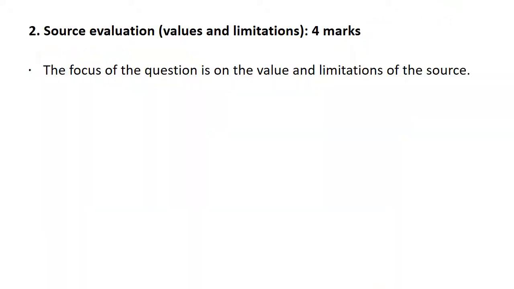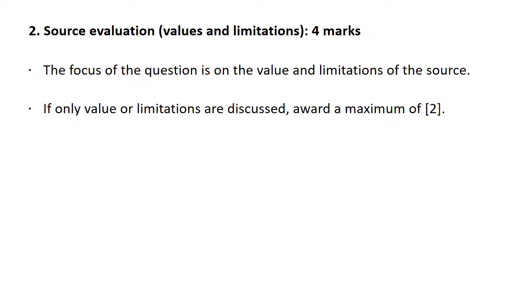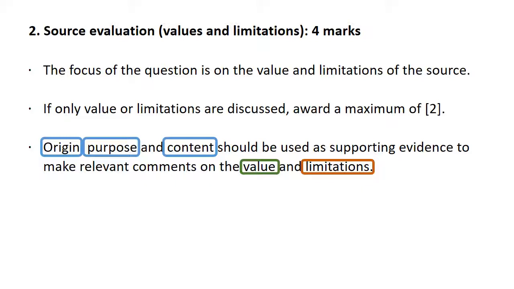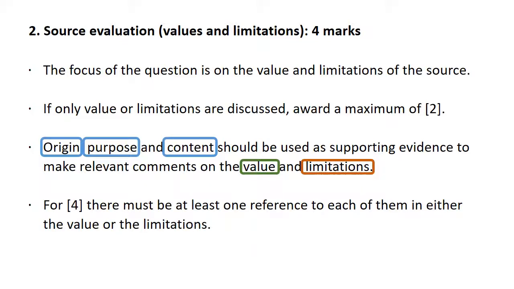The mark scheme for the question looks a bit like this. You must focus on values and limitations. If only one of them is discussed, you can only get half marks. You need to comment on the origin, purpose and content when you're making comments on the value and limitations. So if all of those things are included, and like I said, you've got values and limitations being discussed, then you're eligible for top marks.